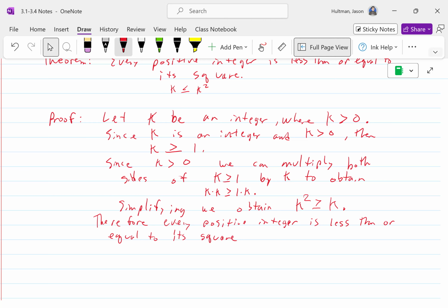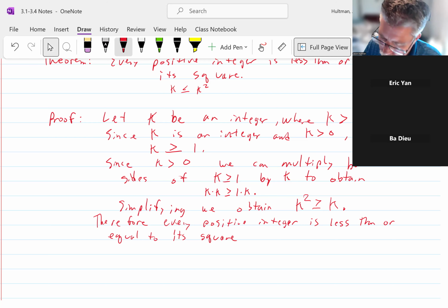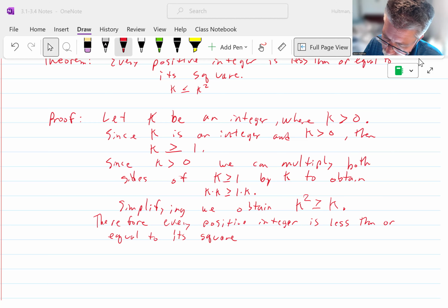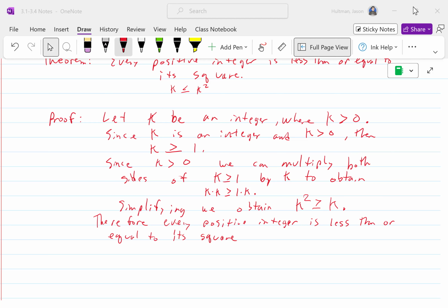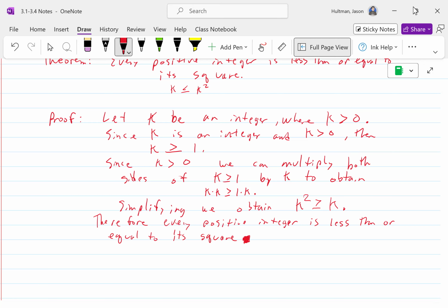Okay, so therefore, every positive integer is less than or equal to its square. And then we're going to put a little square, and we're going to color it in saying that we have proven what we wanted to prove. We started with given axioms and statements, and then we have a square.